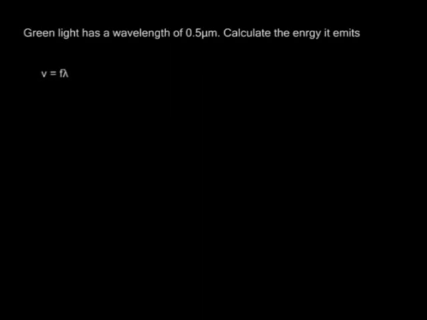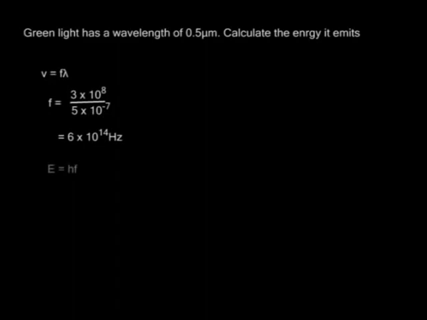Speed is equal to frequency times wavelength. The speed of all electromagnetic waves is 3 times 10 to power 8 meters per second. From this relation, frequency is equal to speed over wavelength. Converting that wavelength into meters, we shall have 5 times 10 to power negative 7 meters. So frequency is equal to 3 times 10 to power 8 over 5 times 10 to power negative 7. That gives us a frequency of 6 times 10 to power 14 Hertz.